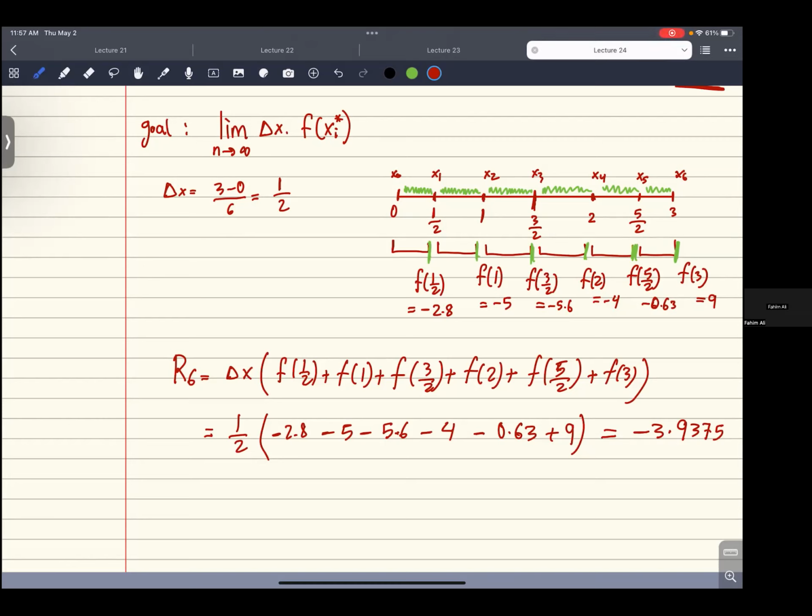For this one, we used the right-handed endpoints, right? Here we use the right-hand points. If we use the left-handed interval, you would start from 0 up to 5 over 2, right? Yes, exactly. Start from 0 for the left points. We don't use the last point, because it's talking about the left-handed.